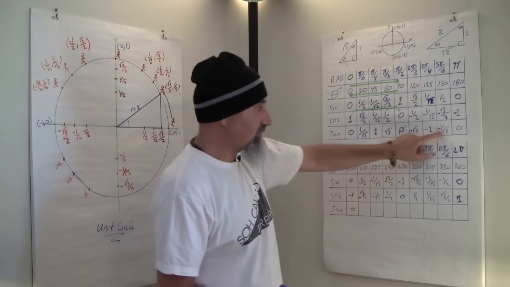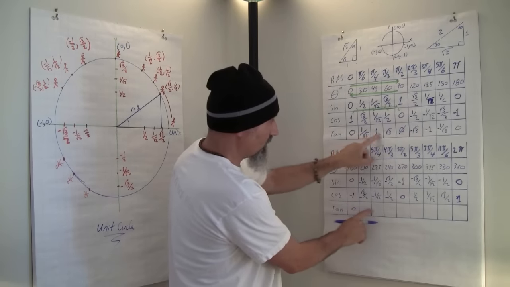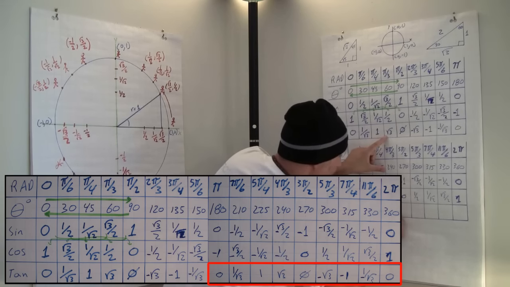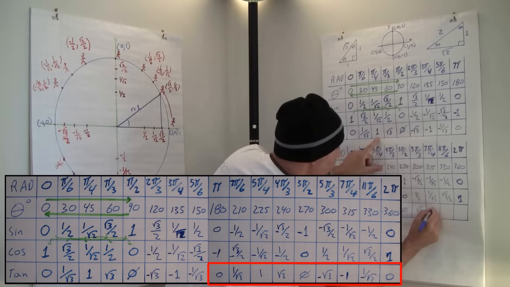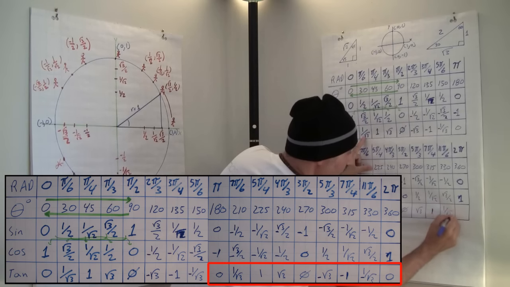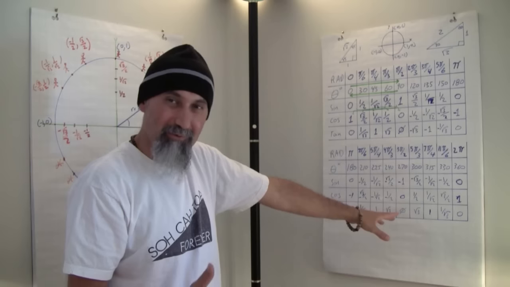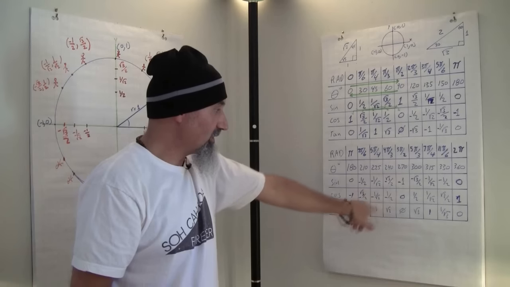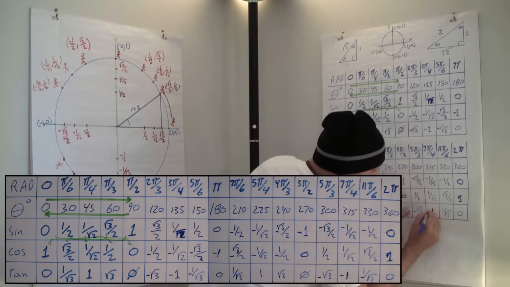Tan, same deal. I'm just going to write these down. I hit 0, so I'm going to go this way, right? 1 over root 3, 1, root 3, undefined, and then mirror again, root 3, 1, 1 over root 3, and 0, right? Now, all I have to do is figure out which one's positive, which one's negative. Tan is sine divided by cos. If sine is negative, cos is negative, then they're negative. Over here, sine is negative, cos is positive. So tan is negative. Okay?